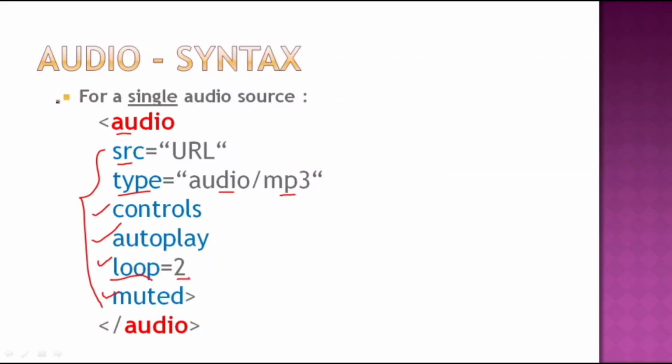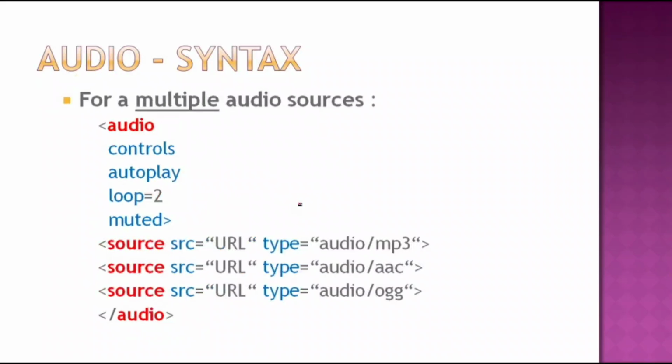Now this was in case of a single audio source when the type of file was only one type. What if the types are more than one type? In case of multiple audio sources, sometimes it so happens the browser may not recognize a file type of AAC or OGG. In that case, the browser may switch over to the next type and start playing.